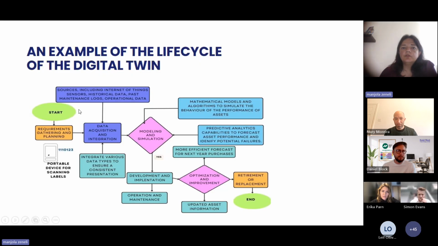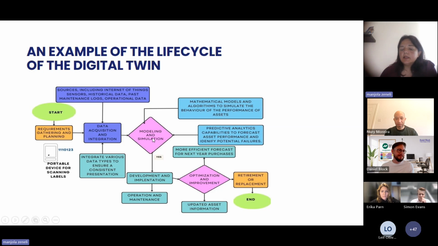This is an example of an inventory system with the digital twin. The first step is requirements and data gathering. The data gathering is done by PDA devices, which scan the barcode of each asset in the port. Data acquisition is from sensors, from historical data in the past, and also real data from the sensors. Integration should combine various types of data in order to ensure consistency and good presentation of the data.